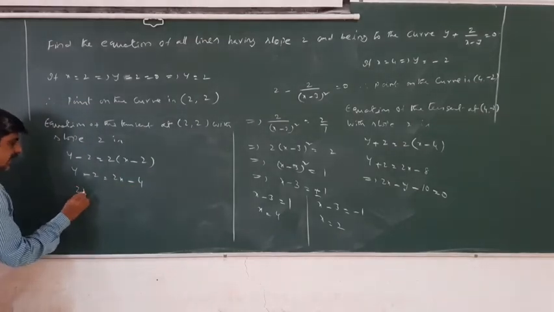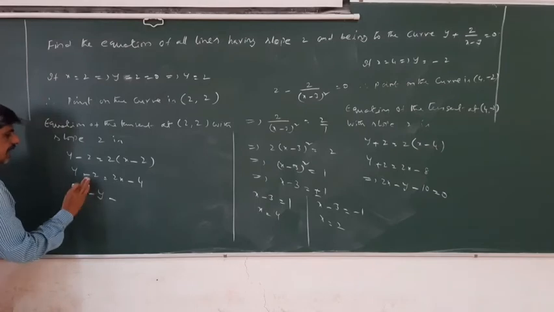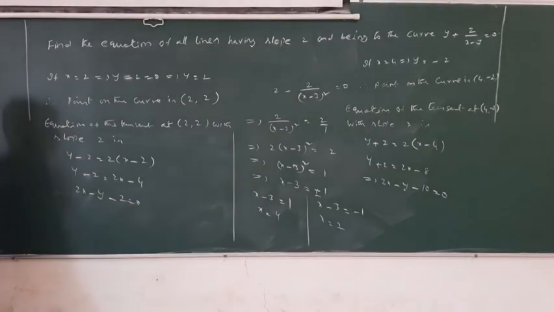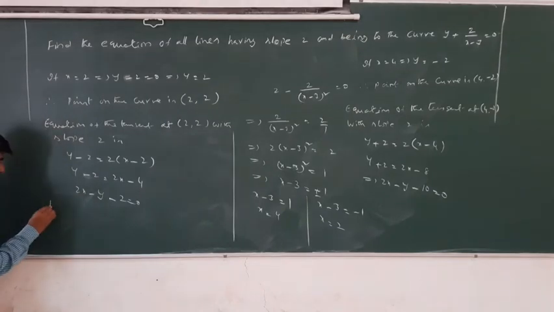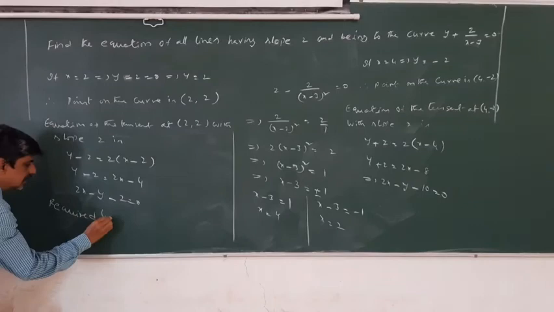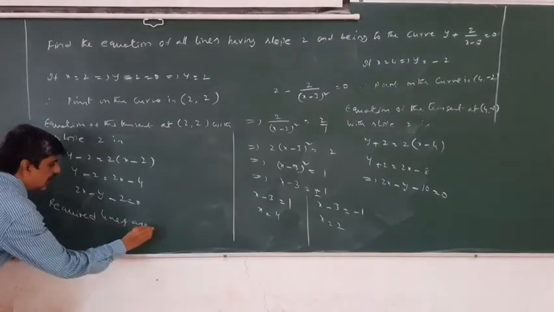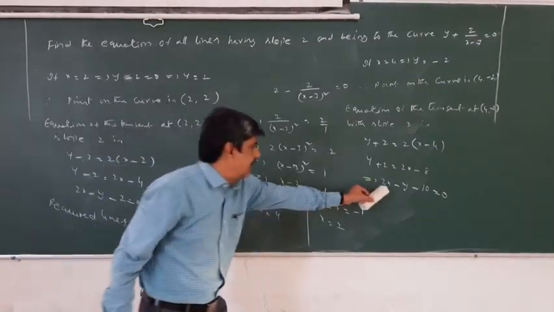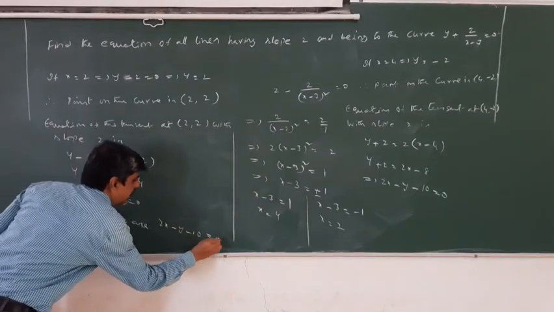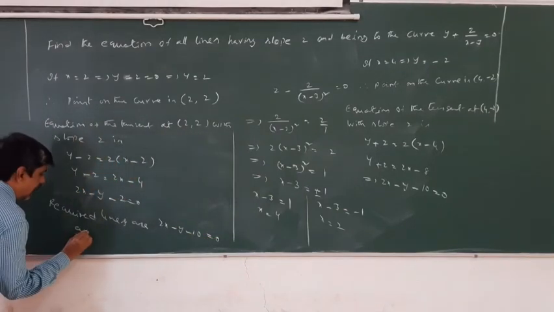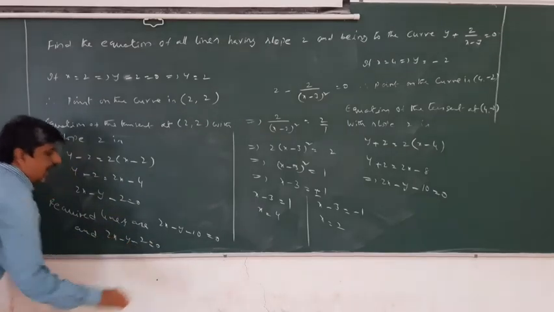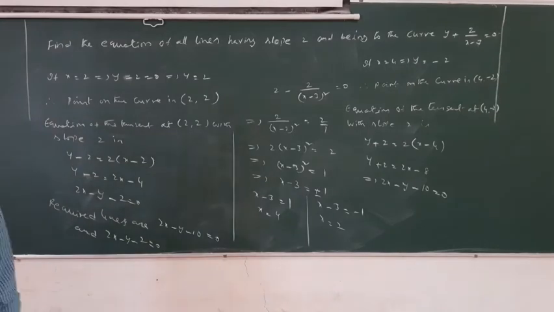So y minus 2 is equal to 2 into x, 2x, 2 into minus 2, 4. So this implies 2x minus y, minus 2 shift that side, plus 2, minus 4 plus 2 means minus 2 is equal to 0. So required lines are one line is 2x minus y minus 10 is equal to 0 and another line is 2x minus y minus 2 is equal to 0.